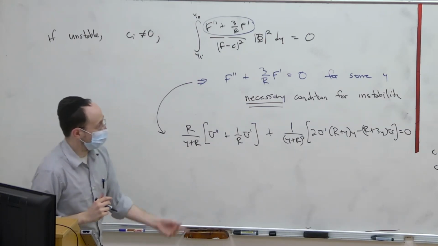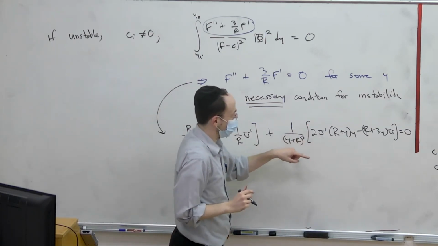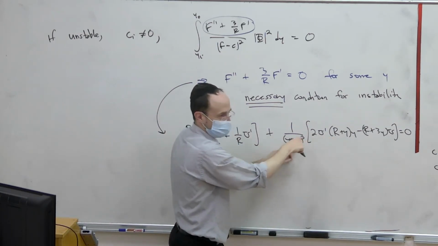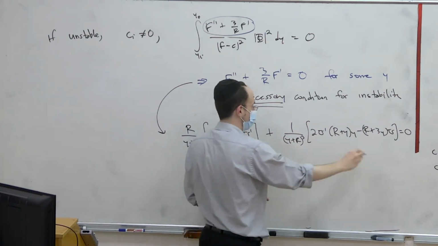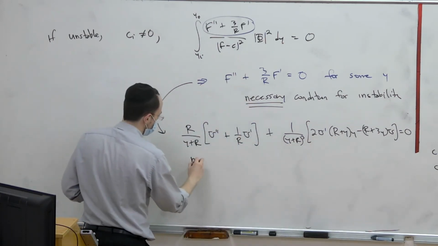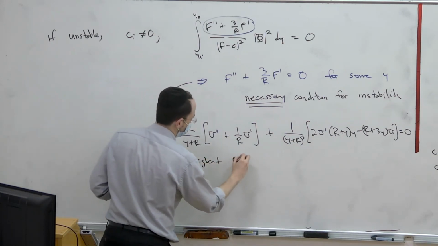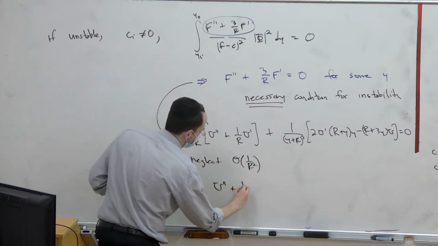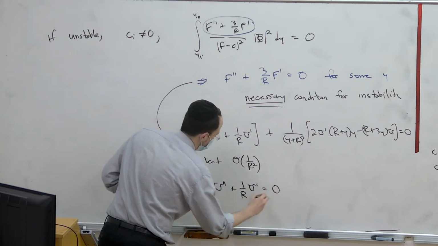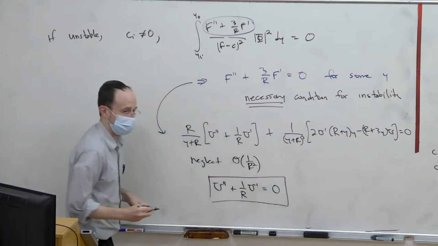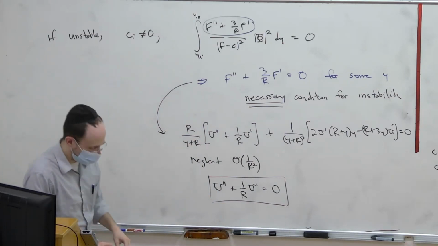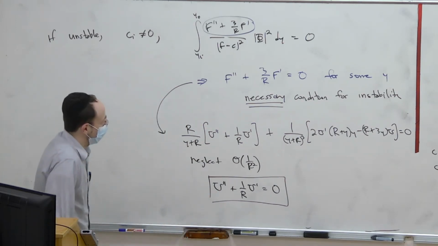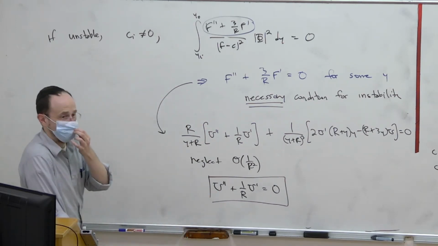Now, of course, in our earlier analysis, we already neglected terms that were 1 over r squared. And these terms here are going to involve r over r cubed. These are going to involve 1 over r squared terms. So we can neglect all of these. If we do the same thing we did before, we neglect things that are order 1 over r squared. So then we're going to end up getting that u double prime plus 1 over r u prime equals 0. This is our actual necessary condition for instability.